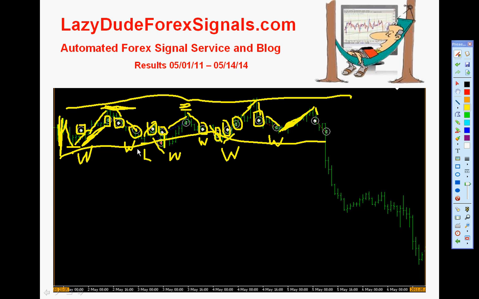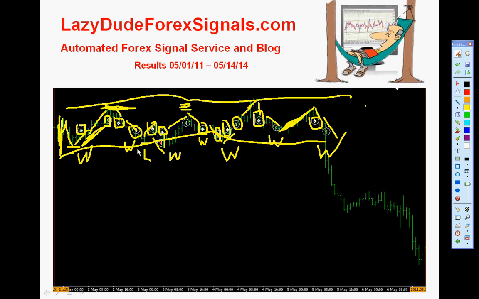But when this thing turned again, we got triggered into another short position right here. The market continued to move down, and it doesn't look like much on this chart, but that was actually a 40 pip gain right there, which basically led us to 7 wins and 1 loss for that particular week, just trading that channel. And again, all these trades were automated, and I'm not going to go into the exact entry or exit criteria that we use.